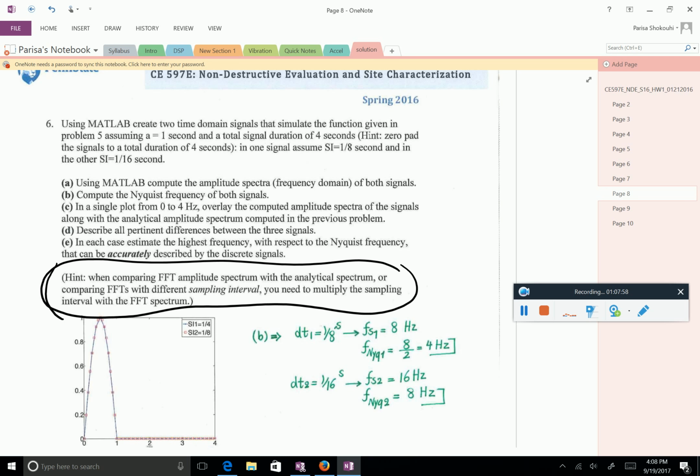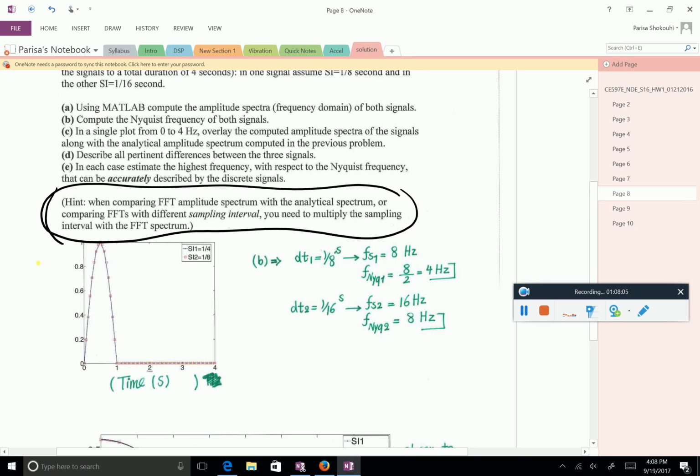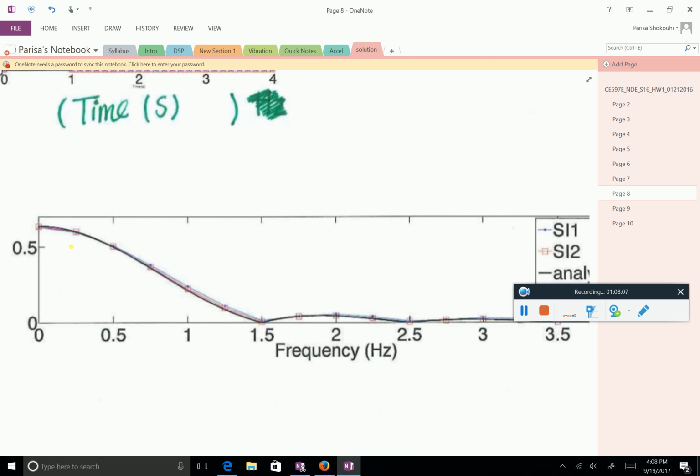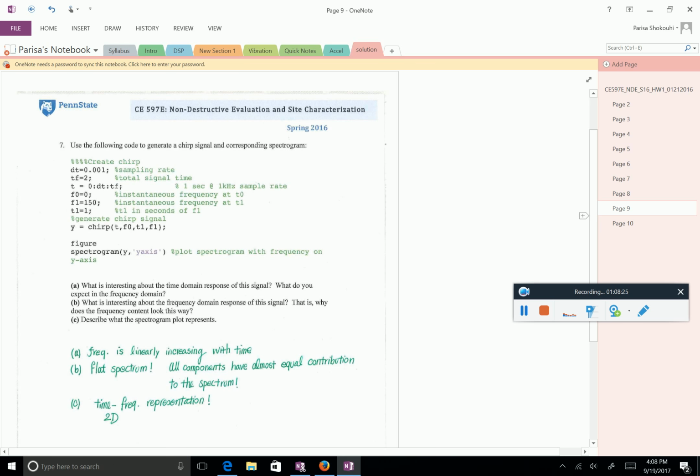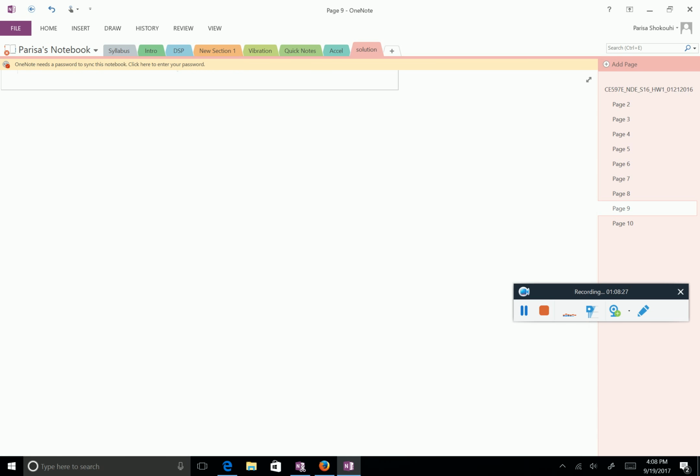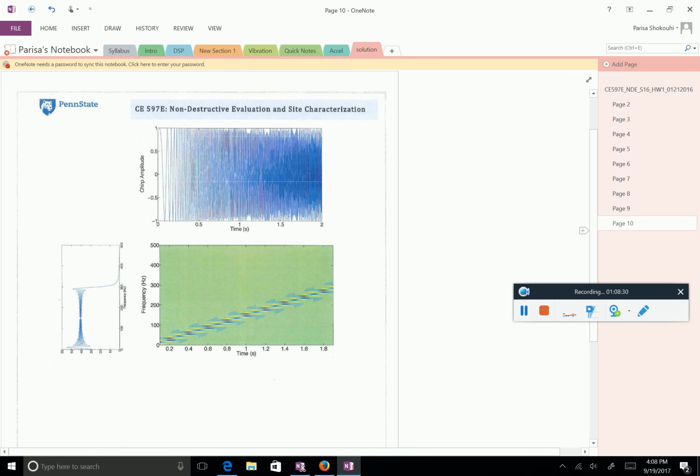So if I have written in your notes, look at the hint, that's the hint I mean. If you did that, the analytical solution and the two digital solutions would kind of be like this. And the higher sampling rate would be, of course, better. It's nothing very hard or anything like that.